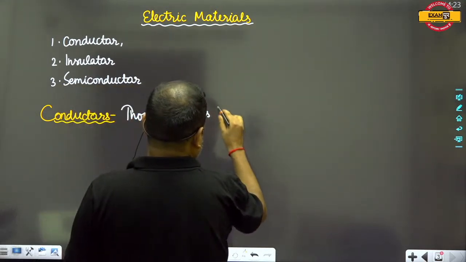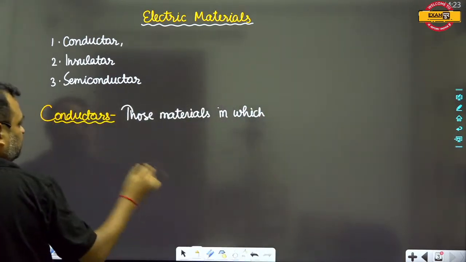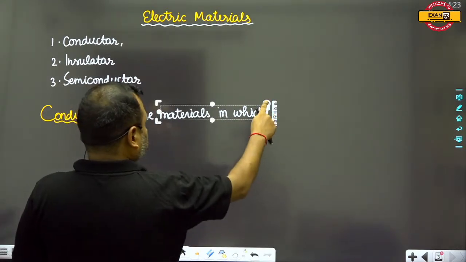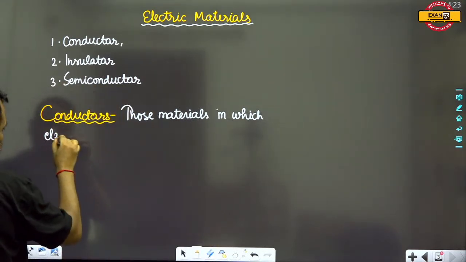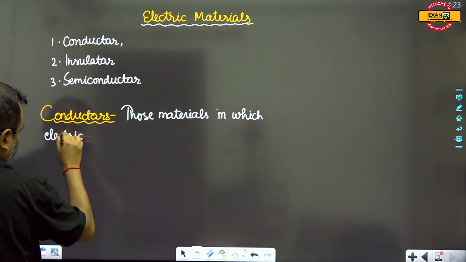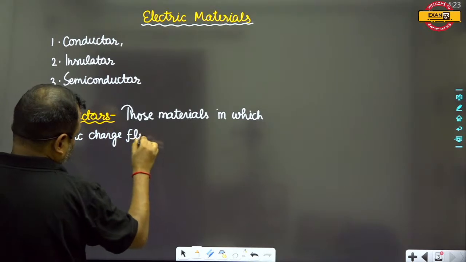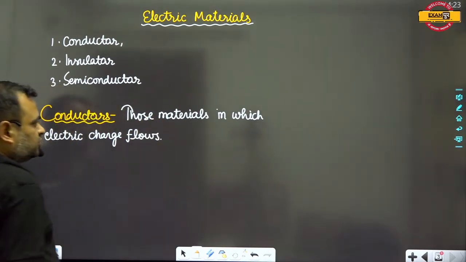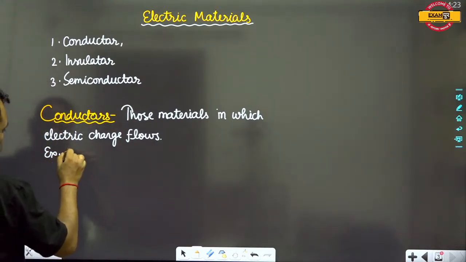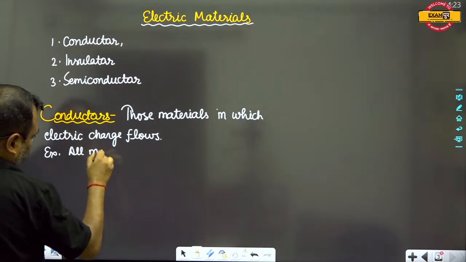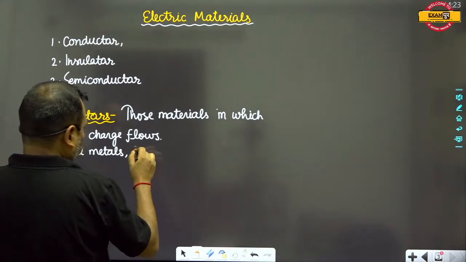So we write the definition of this material: those materials in which electric current flows, electric charge flows, such types of materials are known as conductors. Examples: all metals.